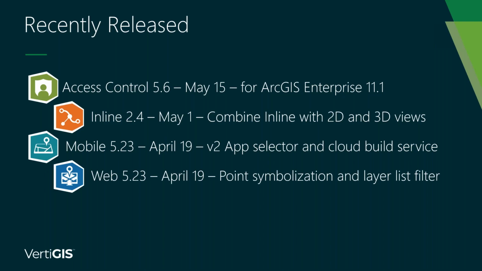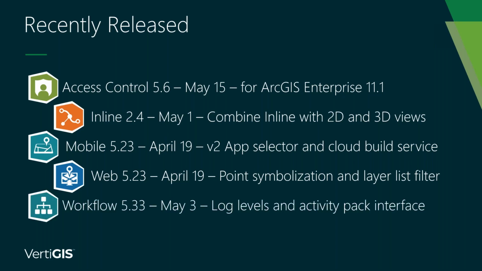A couple of the high-level features here were point symbolization and resymbolization and a layer list filter that you've been waiting for. And Workflow 5.33 came out May 3rd. We've been doing an absolute ton of work on Workflow, a lot of quality of life improvements, making it easier to drag activities around, drag them on top of existing transitions to connect them, all kinds of stuff. This particular release introduced some requested features around log levels. So when you're building more complicated workflows, you often want a bunch of logging information in there, and then you want to be able to disable it all at once, and logging levels will allow you to do that, as well as an activity pack interface.